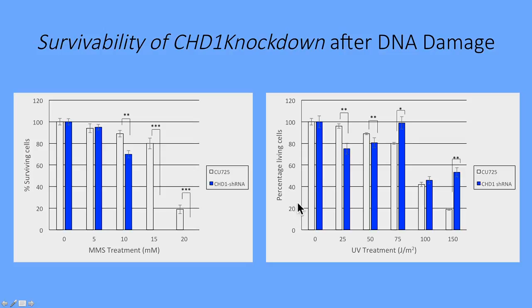And then for the CHD1, this follows a lot like the GCN5, and if you look at MMS treatment, it's very sensitive to MMS, and for UV, it's more resistant. So this is like a protective effect when you don't have it around as much in UV.